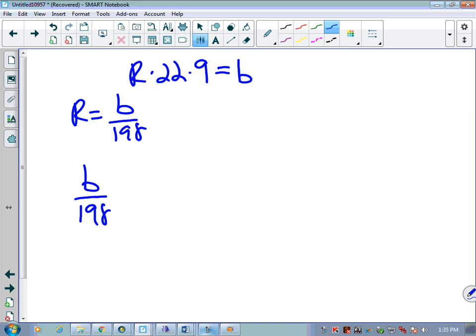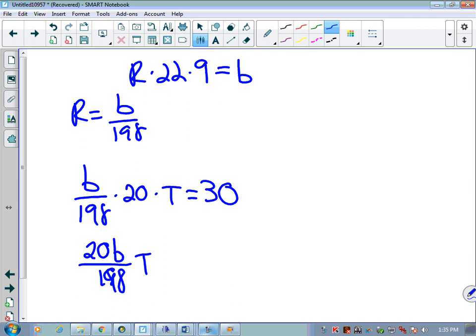If 2 students were absent, which means we're down to 20 students, we're going to solve for time and how long would it take them to make 30 vases. All right, so what we have now is 20B over 198 times T equals 30. We want to take 30 and multiply it by the reciprocal of 20B over 198. So that's really 30 over 1 times 198 over 20B. So let's go ahead and simplify 30 times 198. Okay, that's 5940.